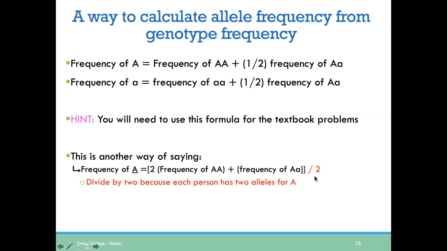So that's the same thing, right? If you're dividing this by 2 and this by 2, it's the same thing as saying it's the frequency of big A big A plus half of the frequency of big A little a. So I'd like for you to understand this, but you must memorize it at the very least. And don't go further until you understand this. So read it in the book. You should have read the book already.